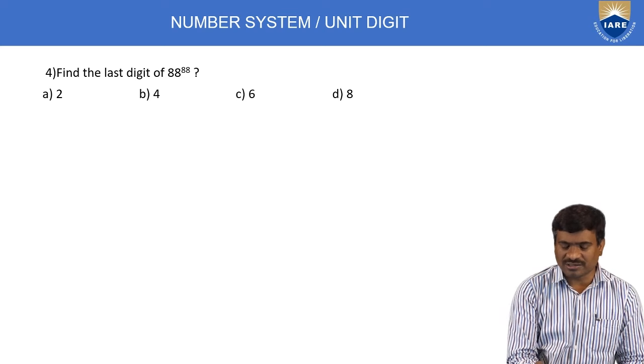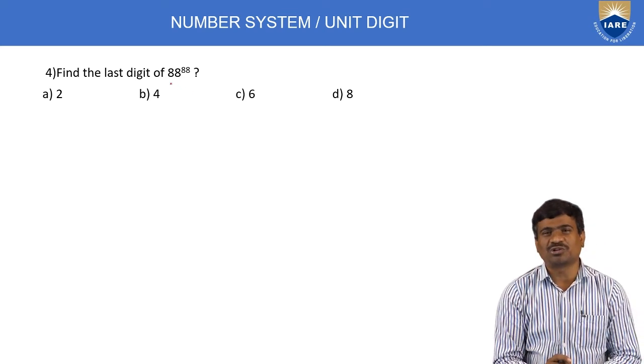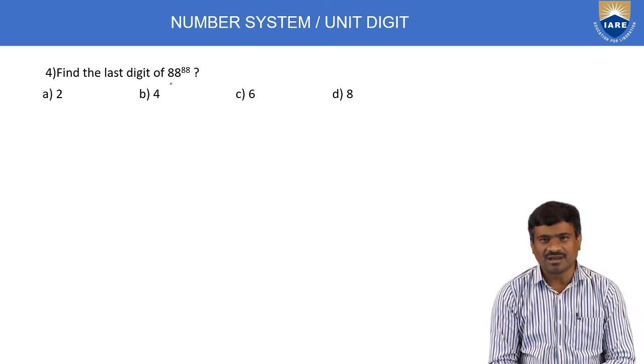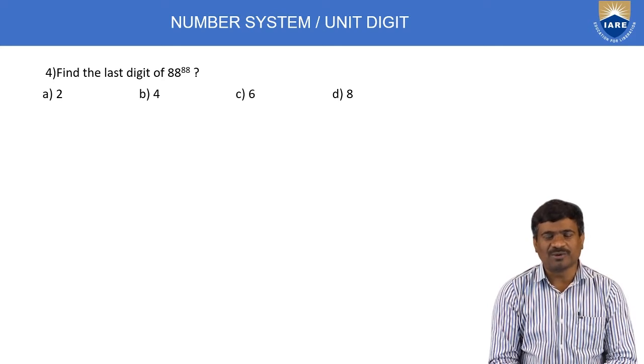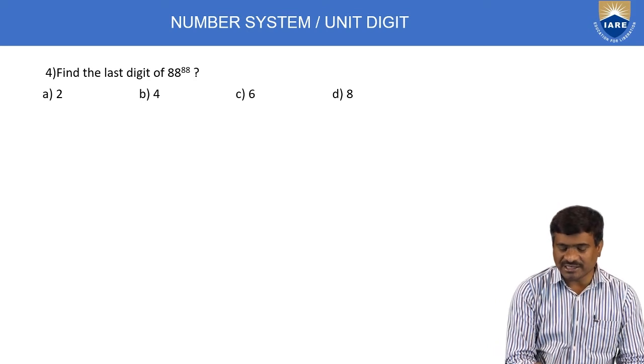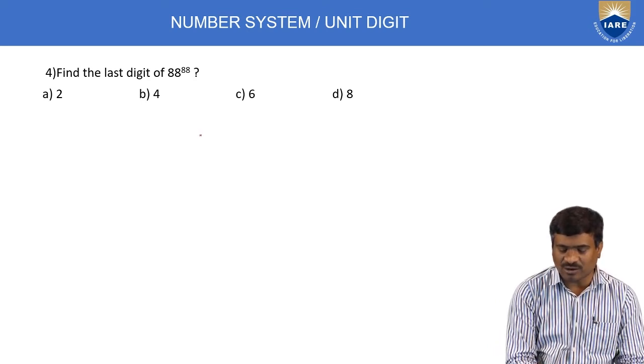Find the last digit of 88 to the power of 88. Option A 2, B 4, C 6, D 8. Here 88 to the power of 88 is also written as 8 to the power of 88.